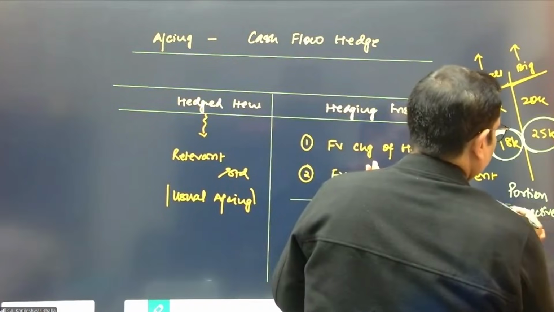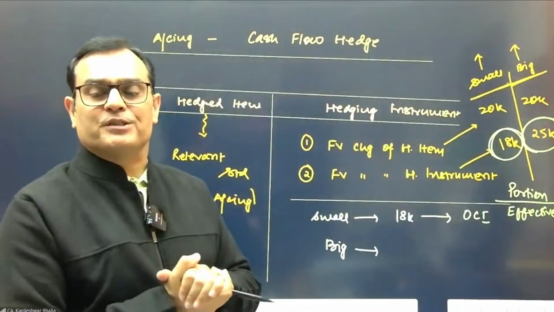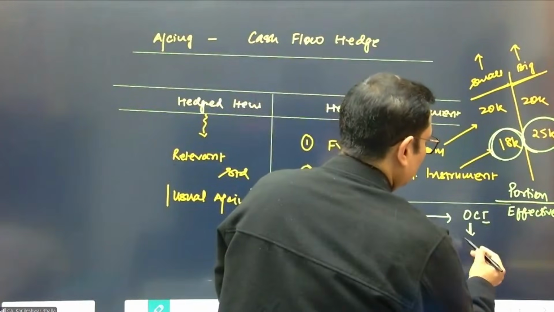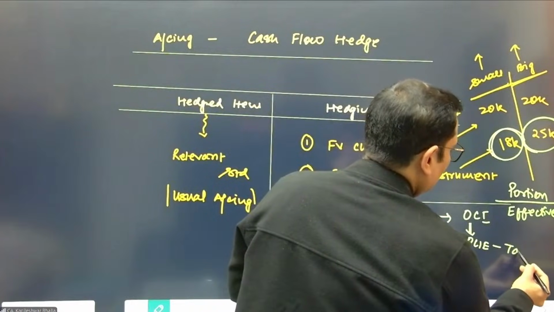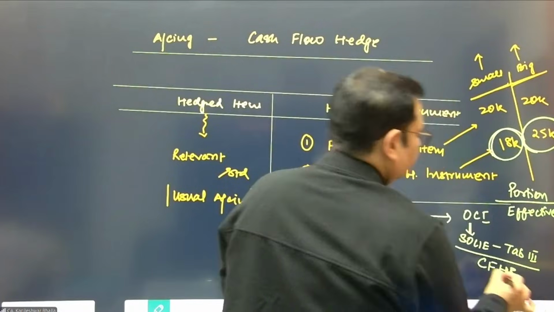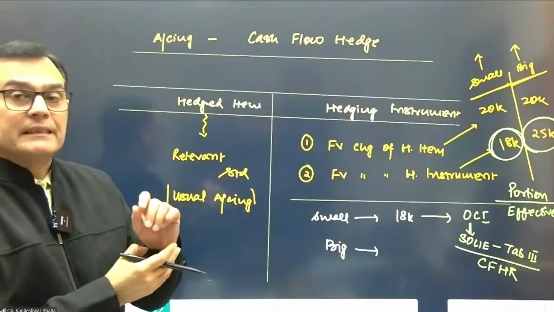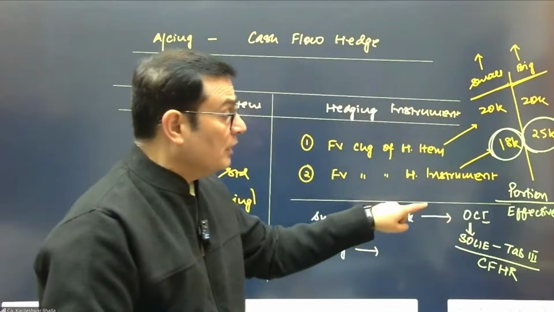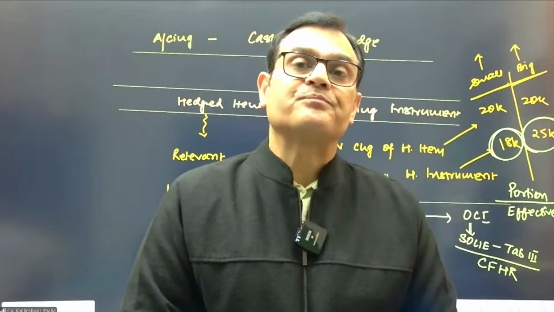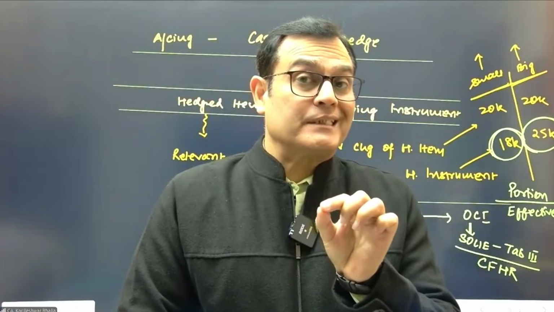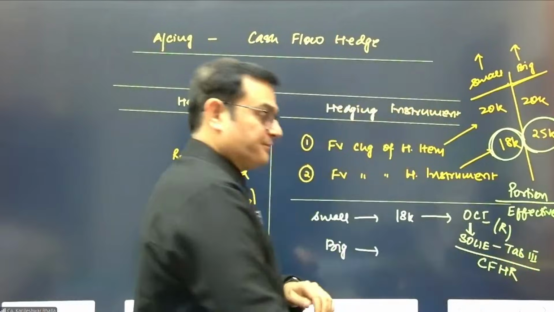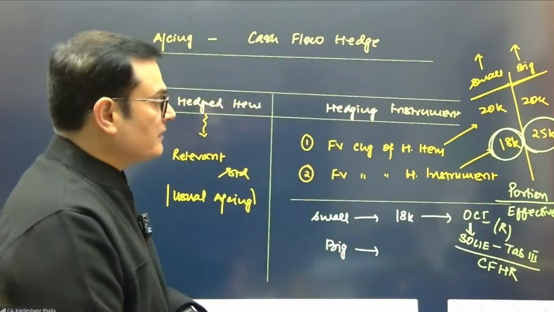This portion is supposed to be effective, so you can take it in other comprehensive income. In terms of other comprehensive income, this will be taken to SOCI, and in tab number 3, we'll put it in cash flow hedge reserve. So this entire 18,000, since the umbrella is small, we will put in the statement of changes in equity in tab number 3, under the nomenclature CF, cash flow hedge reserve. So this money is going to be OCI reserve. Now let's see the other case.